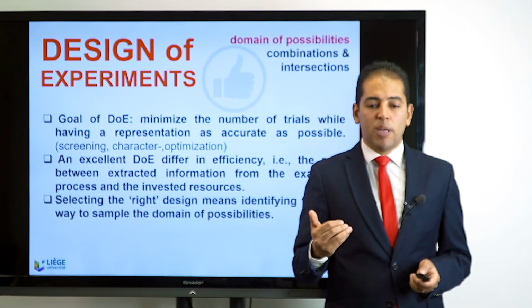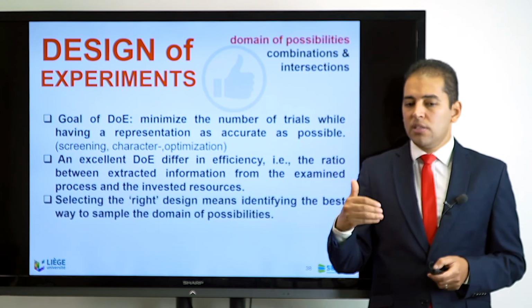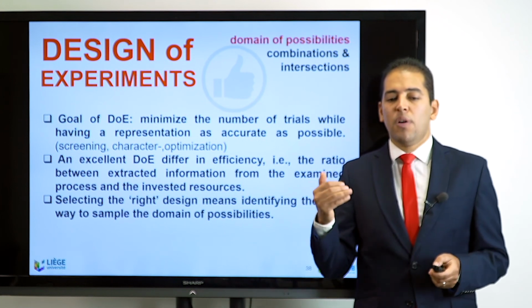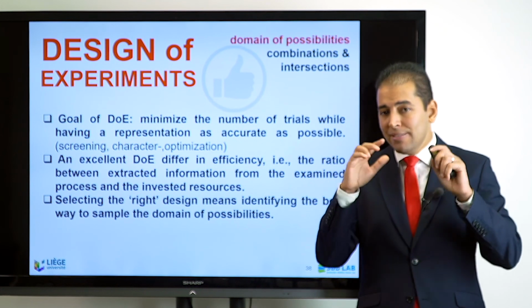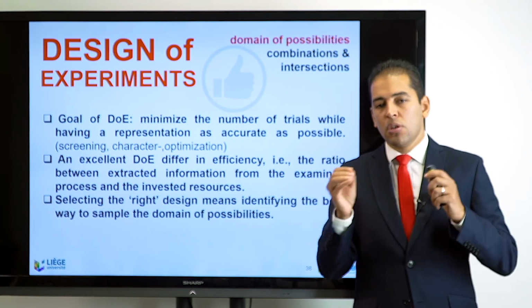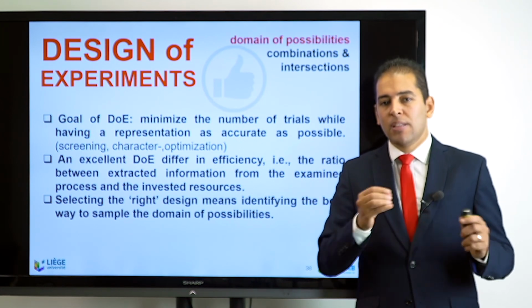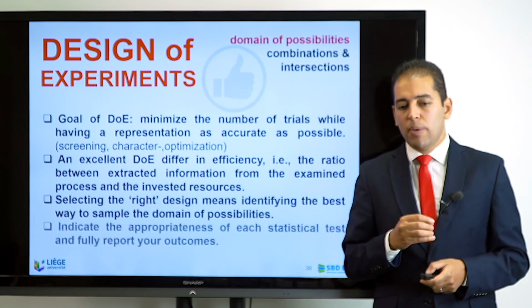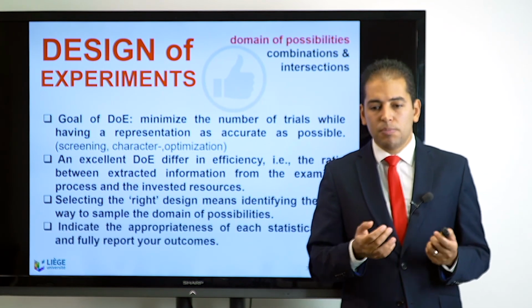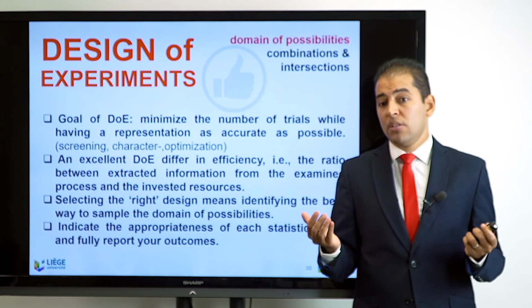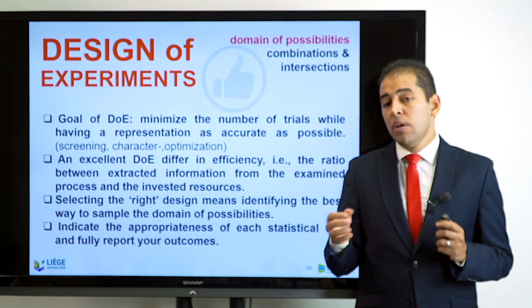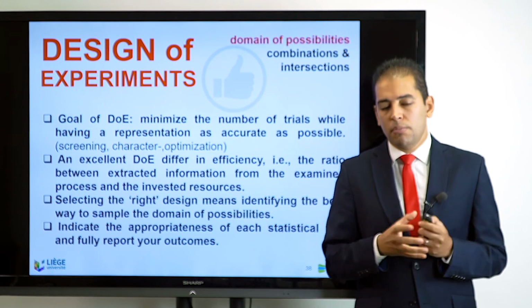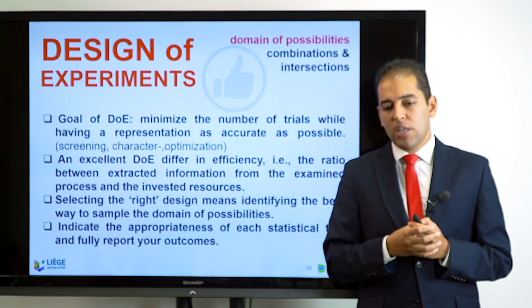And the design of experiment is about selecting the right design, which means identifying the best way to sample the domain of possibilities and interactions between your dependent and independent variables in your experiment. And you have to indicate the appropriateness of each statistical test and fully report the outcome to make sure that you are not making mistakes with your selection of your testing.